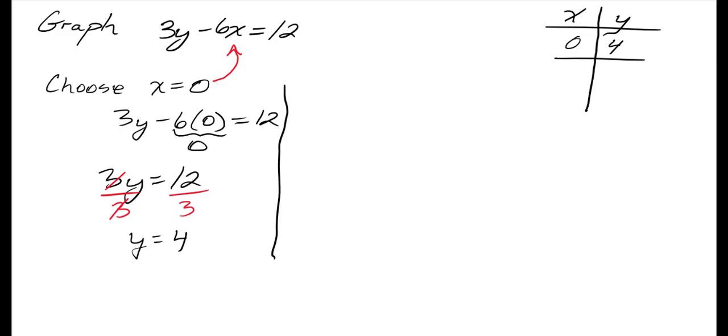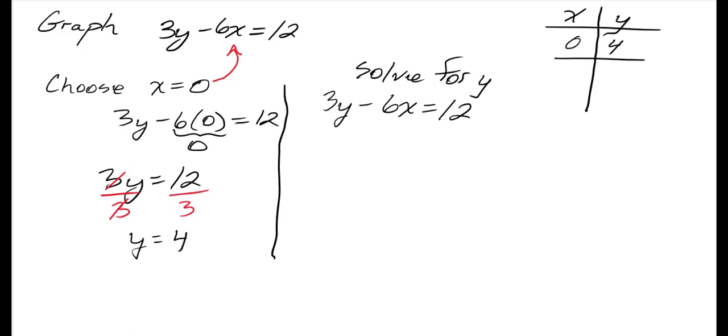It would be nice if I just plug in an x and instantly get my y from calculation with no algebra necessary after I plug in x. So what I want to do is take this equation 3y minus 6x equals 12, and I'm going to solve for y. That means I want to get y by itself on one side of the equation.